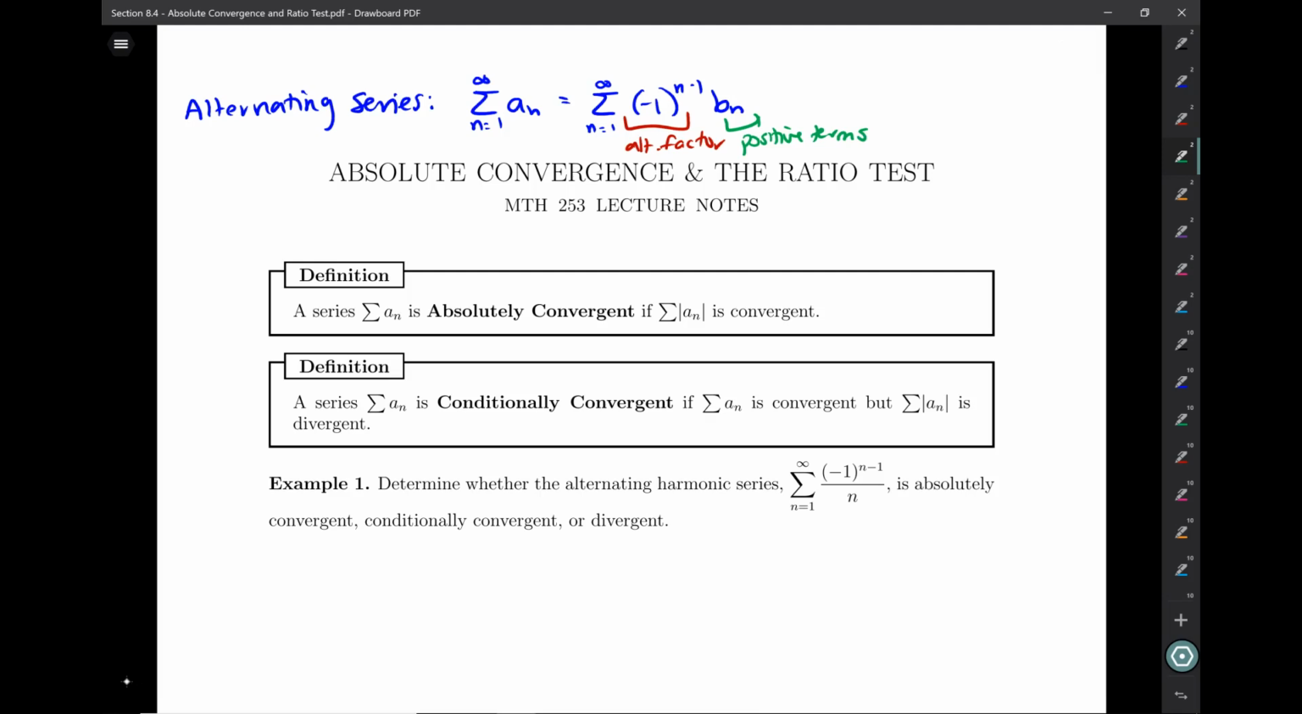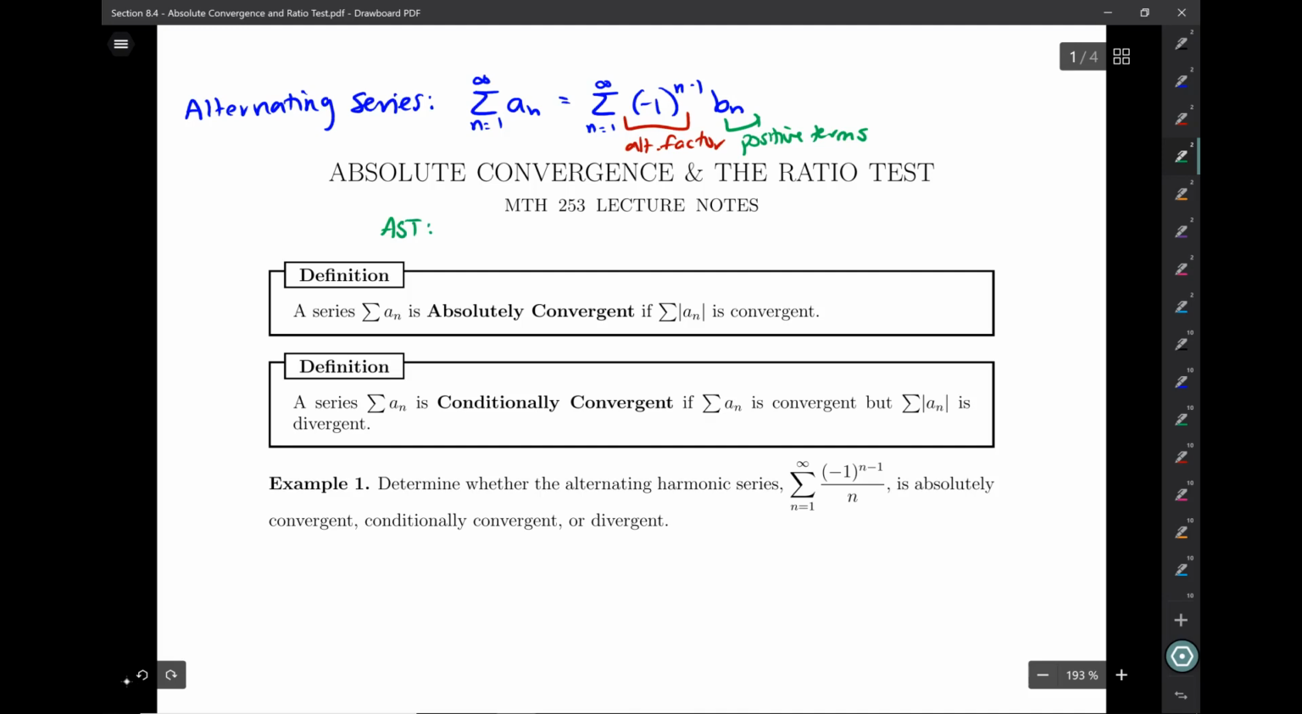We looked at alternating series recently, and we saw that it actually doesn't take a whole lot for an alternating series to converge, because of the fact that it's adding and then subtracting and then adding and then subtracting. And so it's more likely for an alternating series to converge than it is for a series that has all positive terms.